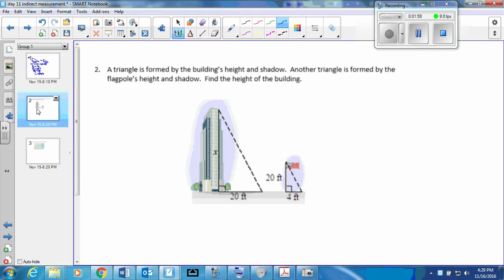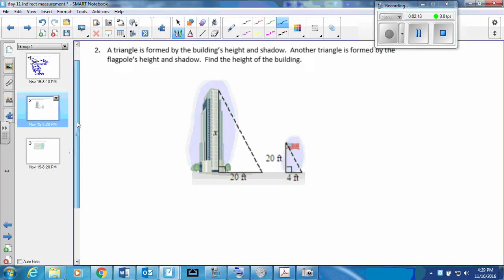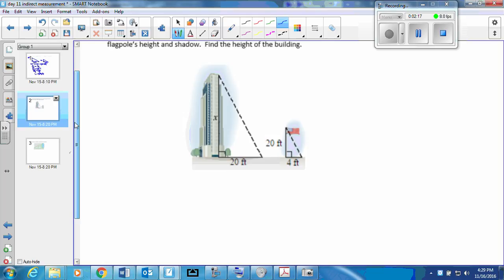Looking at our next example, they have the picture drawn for us this time. So the triangle is formed by the building's height and shadow. Another triangle is formed by a flagpole's height and shadow. And our job is to find the height of the building. And they already have it labeled for me, so I don't have to label it.